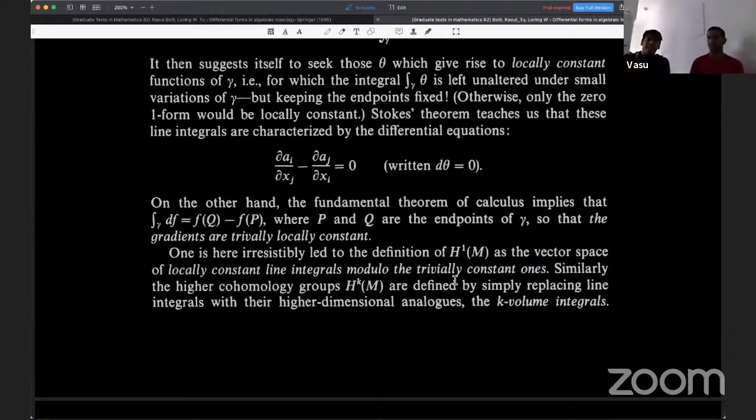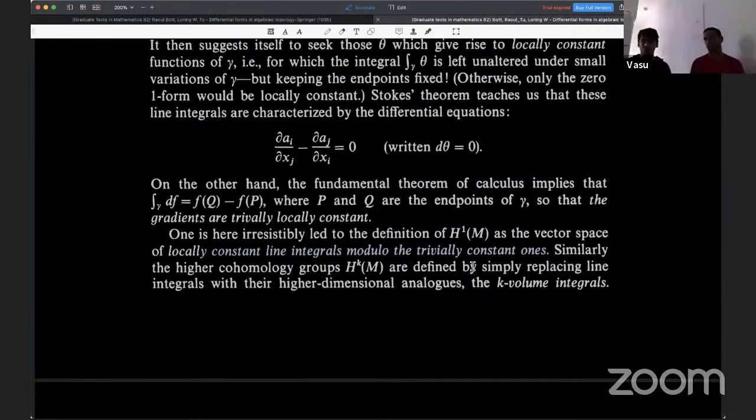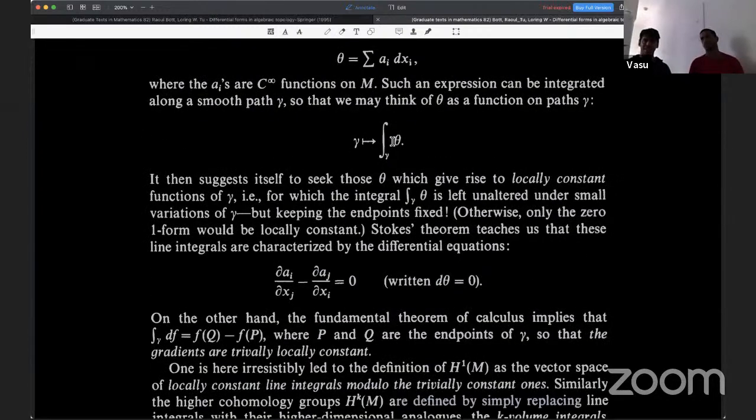And so we arrive at some meaningful topological information, which is essentially the higher dimensional analog of one-dimensional holes, but in the dual reference frame, which is to say that H1 is given by locally constant line integrals modulo the ones that are trivially vanishing in their variations everywhere. And you do exactly the same thing to get HK again. Instead of line integrals, in this pairing, gamma is not going to be a 1 cycle, gamma is going to be a K cycle, and you pair it against a K form.